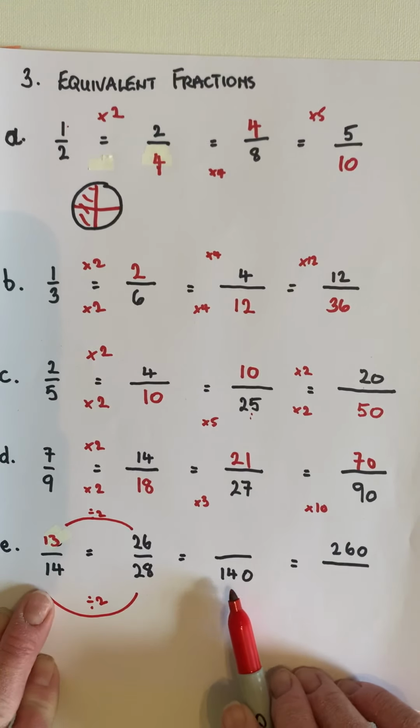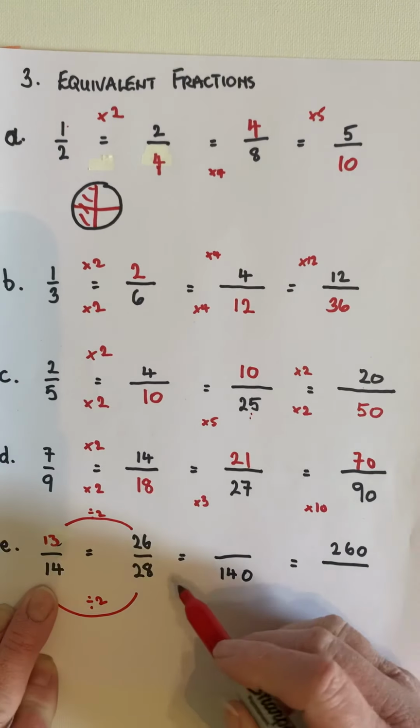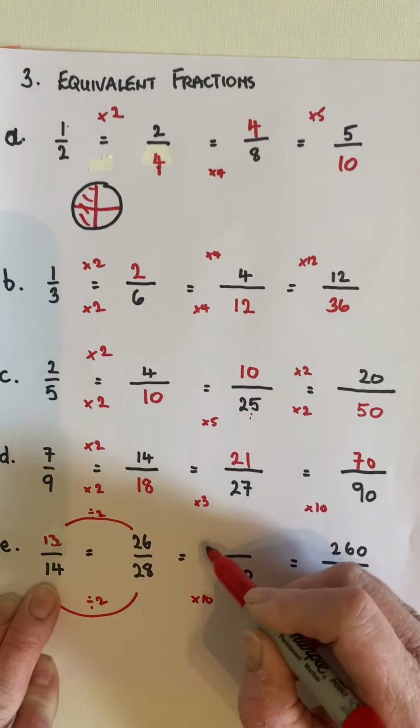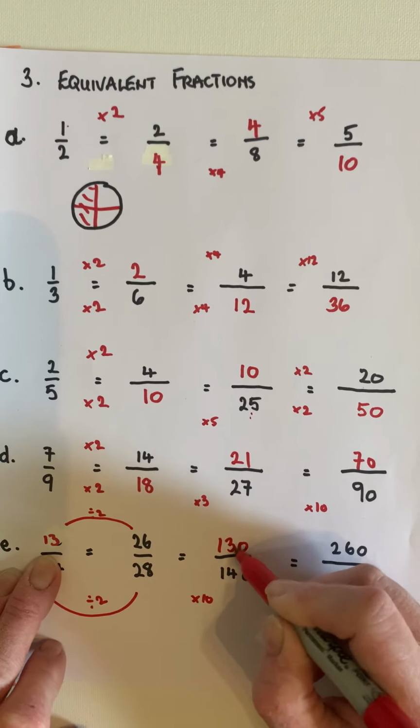Now I can go from my first fraction to this fraction. How do I get from 14 to 140? Multiplied by 10. So I must do the same to the top. 13 times 10, 130.